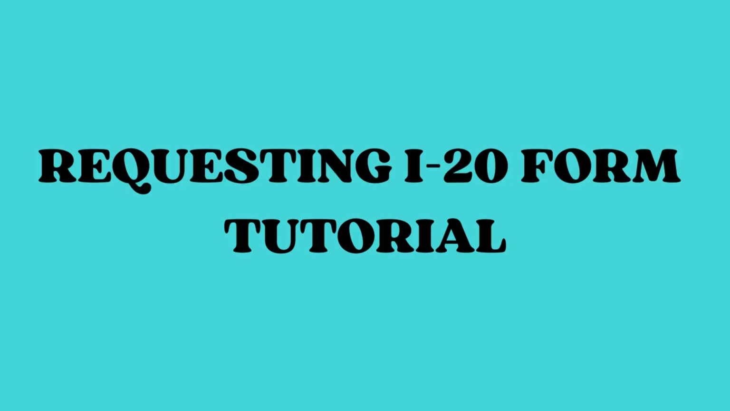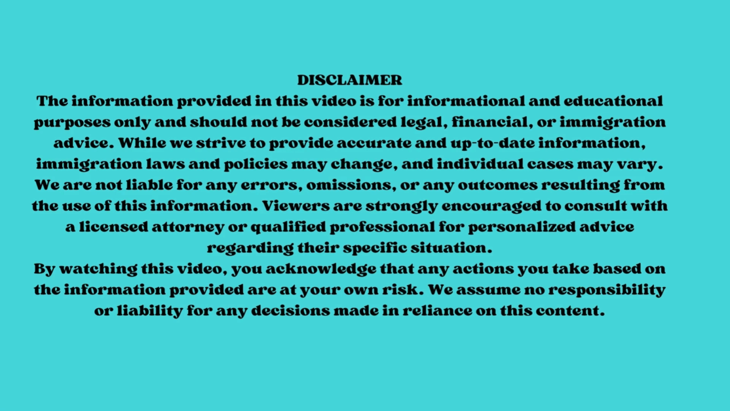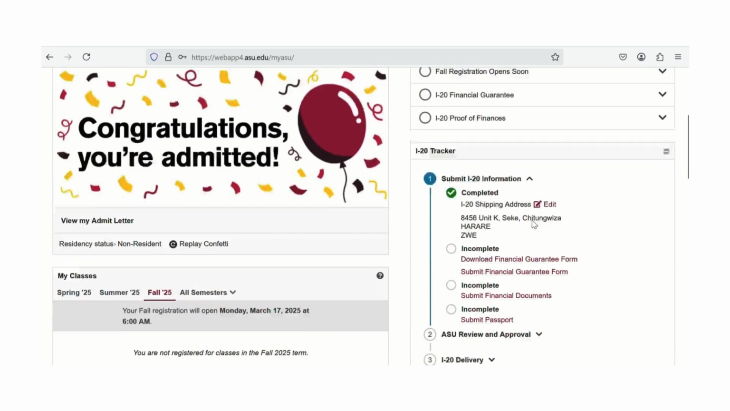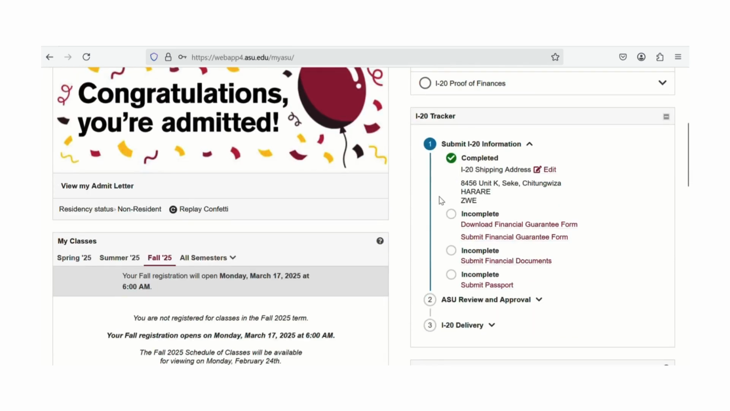So congratulations for being admitted to Arizona State University. This is how you do the I-20 process. You have to go into your account, My ASU, and under My ASU, you go under Submit I-20 information. You will need to submit the financial guarantee form, your passport, and your financial documents. In this case, you have to download the financial guarantee form, and it actually looks like this.